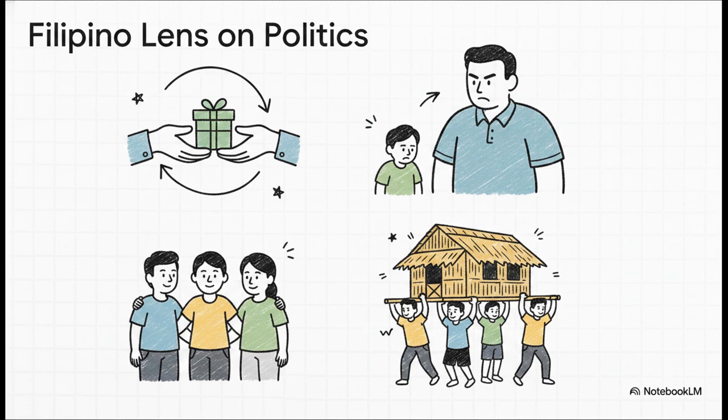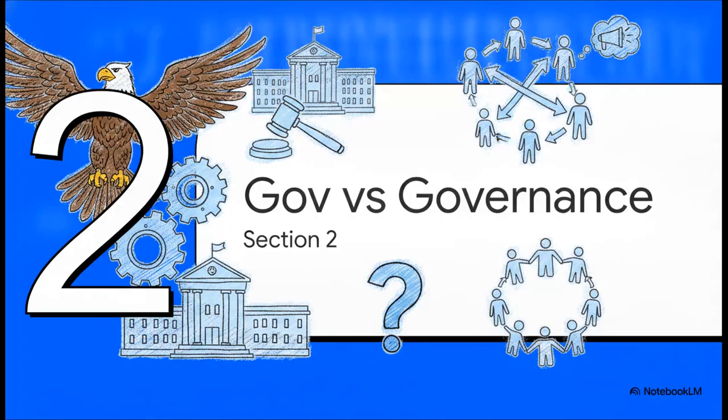Then there's hiya, or social propriety, which might actually stop a citizen from questioning an authority figure in public. Pakisama prioritizes group harmony, which sometimes means people will just suppress their own disagreements just to keep the peace. And then there's kapwa, our shared inner self, which is the absolute foundation of collective actions like bayanihan. You really have to understand these values if you want to understand how we actually relate to authority here in the Philippines. Moving right along to Section 2, government versus governance.